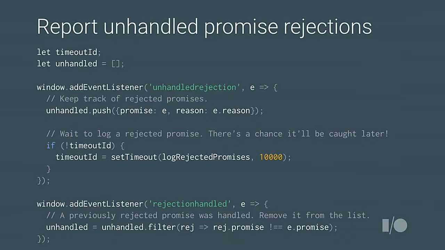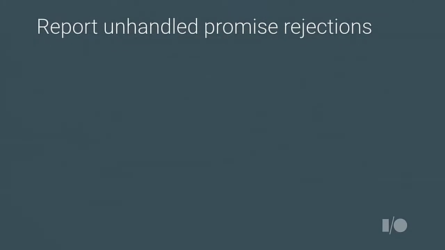You can do the same for promises. So in our app, we're using promises for just about everything. Really love promises. There's two events for that, unhandled rejection and rejection handled. And so we're doing that as well, reporting any promises that were rejected that we didn't think of and reporting those to analytics.